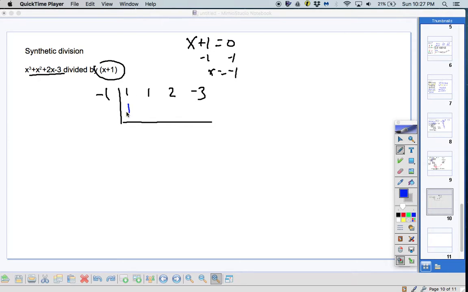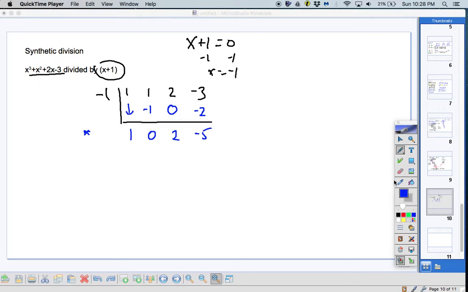You take the first number, you're going to bring it straight down, and you're going to rewrite it. Okay, and then you multiply. 1 times -1 is -1, and that answer goes right there. Then up and down, you're going to add. 1 plus the -1 is 0, and then we go back to multiply. This number times this number. So 0 times -1 is 0. That answer goes there. And we're back to adding again. So add straight up and down, and then multiply with the divisor up here. So 0 plus 2 is 2. 2 times -1 is -2. Adding straight up and down, -3 plus -2 is -5.